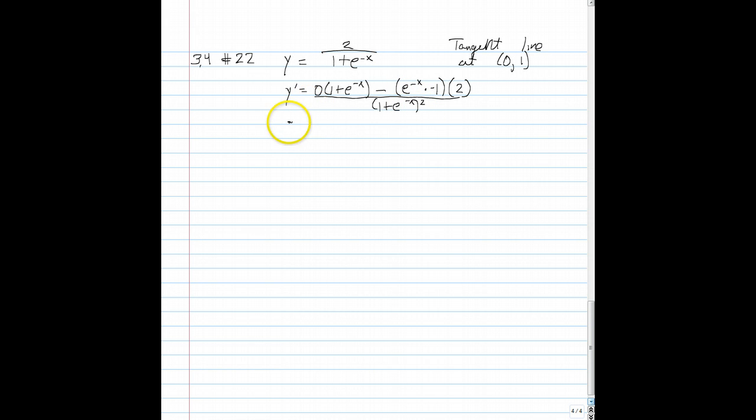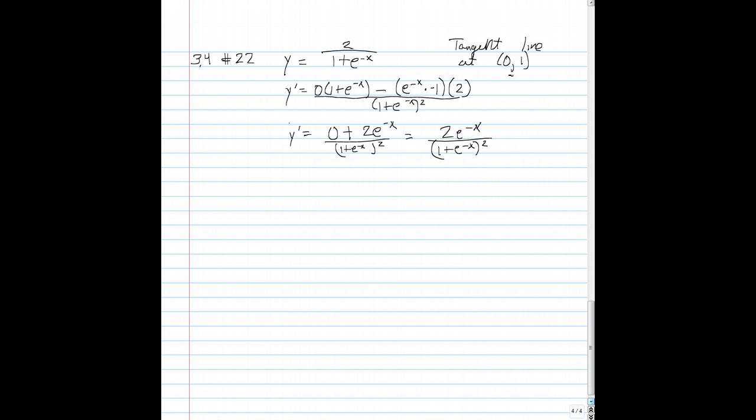Next, we need to do some cleaning up here, so y prime equals, this whole thing goes to 0, minus, well actually plus, because we have a negative times this negative, 2e to the negative x over 1 plus e to the negative x squared. So that leaves us with 2e to the negative x over 1 plus e to the negative x squared. So that is our derivative.